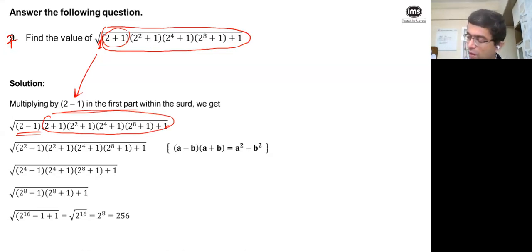And now I am going to recurringly use this property. A minus b into a plus b is a square minus b square. So this is a minus b, a plus b. What I get is a square minus b square, 2 square minus 1. Then I say 2 square minus 1, 2 square plus 1. What should I get? 2 raised to 4 minus 1. Then 2 raised to 4 minus 1, 2 raised to 4 plus 1. Finally, I say 2 raised to 8 minus 1, 2 raised to 8 plus 1.